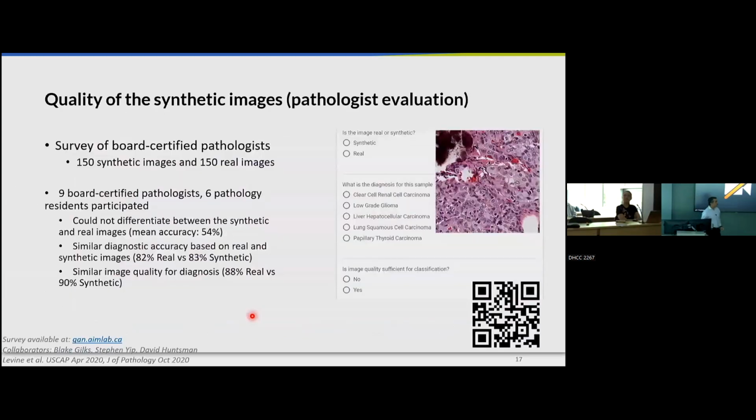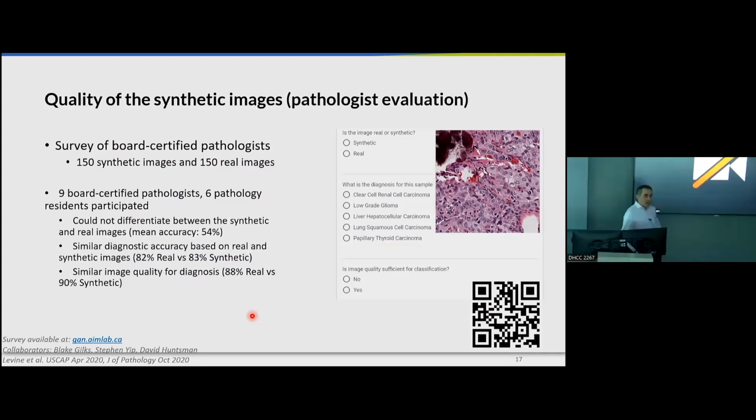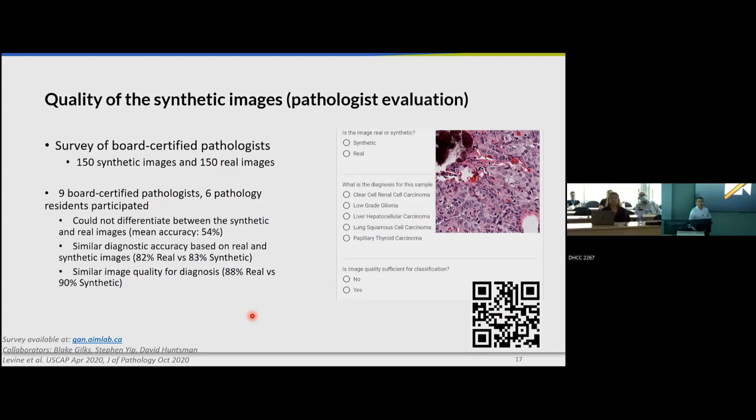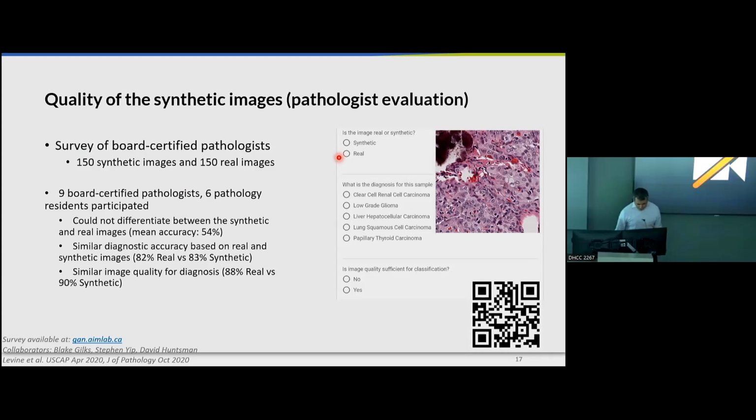And then in order to test these models, we basically put together a survey with 150 synthetic images and 150 real images, and we asked 9 board certified pathologists to look at them. The questions are within that questionnaire. The major one was, do you think it's a real or synthetic image? Can you diagnose this? Does it have enough diagnostic information? Those are the 3 questions. Out of the 9, we also had 6 more pathology residents as well.